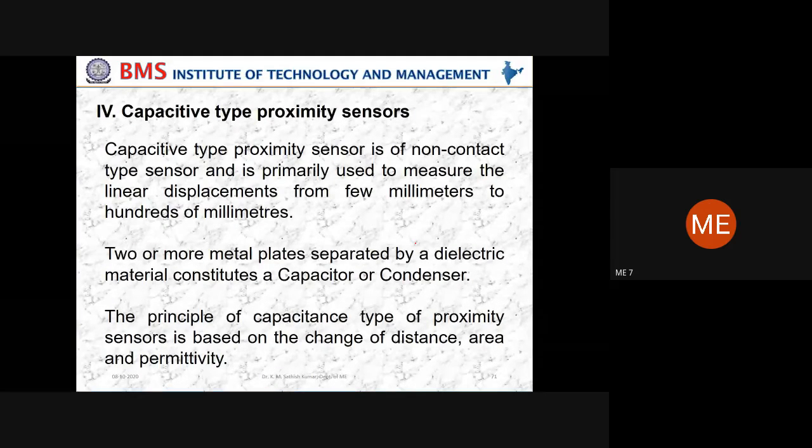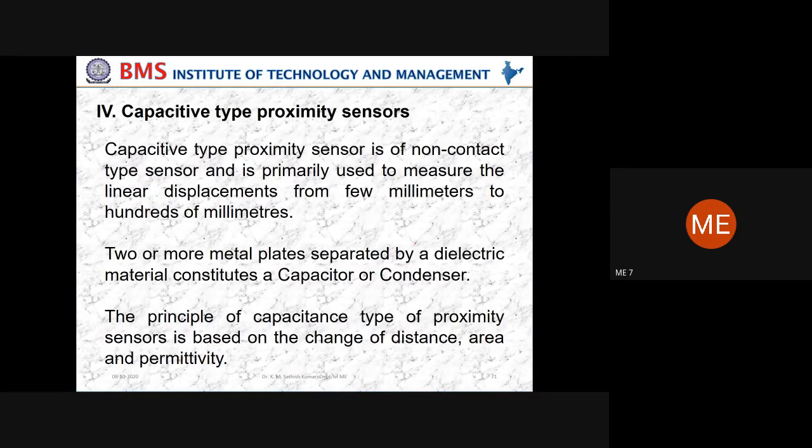That means this capacitive type proximity sensor is a non-contact type, same as the pneumatic sensor and the eddy current proximity sensors. It is mainly used to measure distances. Distances, in a sense, are not going to be a rotary value. It's a linear value. So linear displacements can be measured by using the capacitive type proximity sensor.